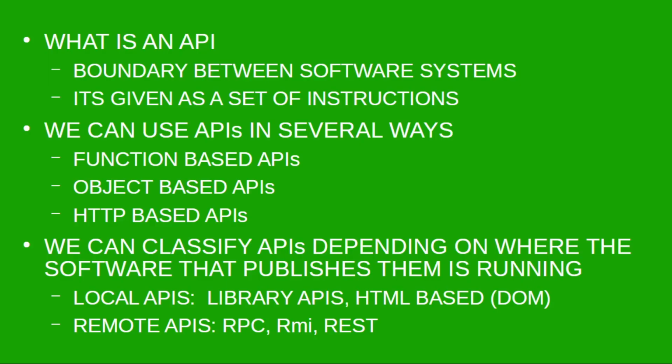This is a summary of what we saw in this session. What is an API? API stands for Application Programming Interface. It is a boundary between software systems given as a set of instructions. We can use APIs in several ways. For instance, there are function-based APIs, object-based APIs, and HTTP-based APIs. We can also classify APIs depending on where the software that is publishing these APIs is running. For instance, we can have local APIs, such as library APIs, or HTML-based APIs, such as the Document Object Model API, or we can have remote APIs, such as remote procedure calls, remote method invocation, and REST APIs.